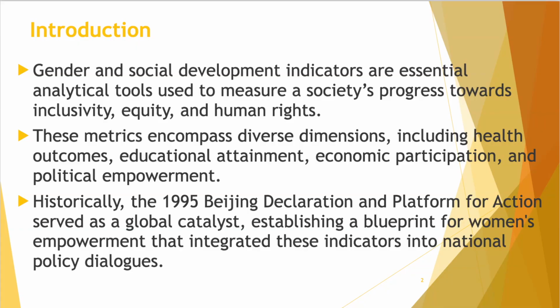So, gender and social development indicators are essential analytical tools used to measure a society's progress towards inclusivity, equity, and human rights. These metrics encompass diverse dimensions, including health outcomes, educational attainment, economic participation, and also political empowerment. Historically, the 1995 Beijing Declaration and Platform for Action served as a global catalyst, establishing a blueprint for women's empowerment that integrated these indicators into national policy dialogues.